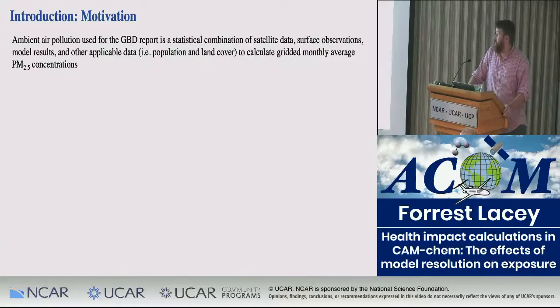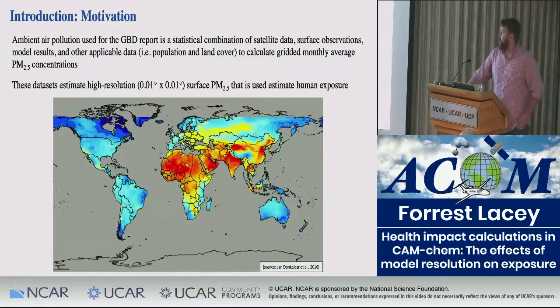So like I said, ambient air pollution for the Global Burden of Disease report uses satellite data products. Specifically, this is a statistical combination of available satellite irradiance, along with surface observations of different pollutants, model results, and other applicable data such as population and land cover. And basically the output of this satellite data product is maps of high-resolution surface PM, and this is what's used to estimate the human exposure at 0.1 by 0.1 degree. So that's around 1 kilometer resolution for these maps.